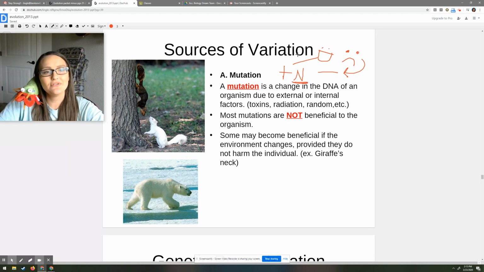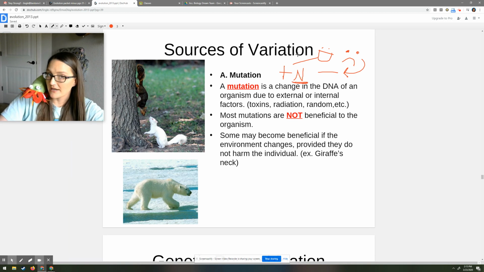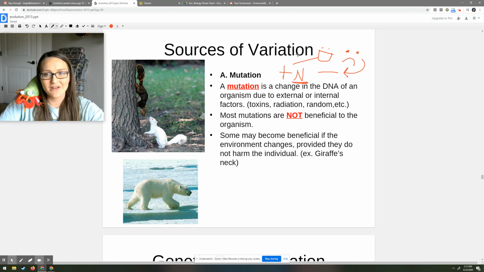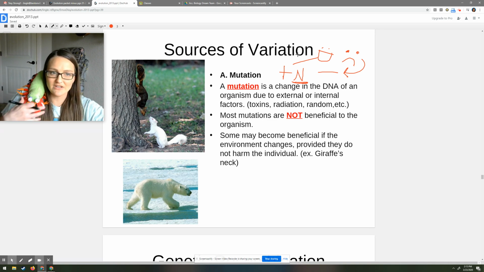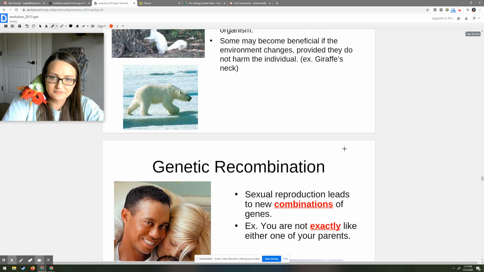So what's an example of a neutral mutation? One might ask. And that would be something like dimples. Dimples do not benefit survival directly, nor do they hinder your survival. They're just dimples. They don't really do much of anything. All right, so let's get into it then.